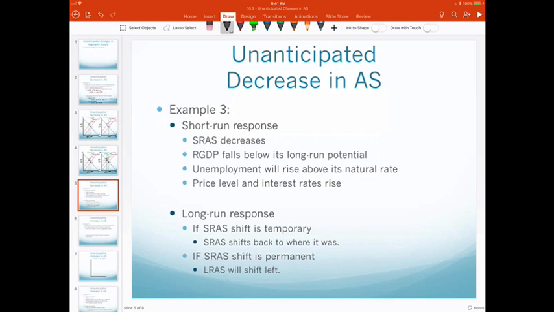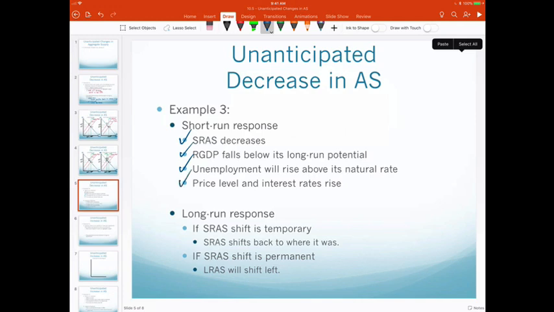So, in the short run, we know short run aggregate supply is going to decrease. This causes real GDP to fall below its long-run potential, i.e. the economy goes into a recession. The unemployment rate's going to rise above its natural rate. Our price level and interest rates rise as well.